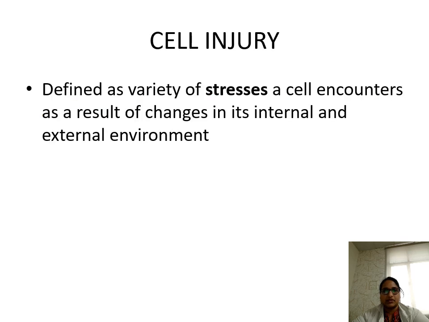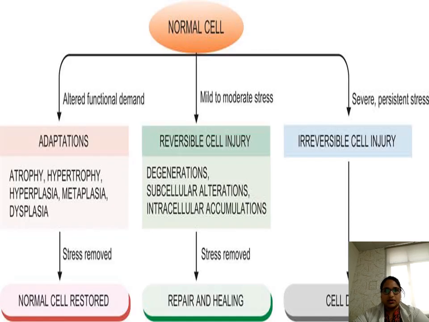So now we will come to the topic proper, that is cell injury. It is defined as a variety of stresses a cell encounters as a result of changes in its internal or external environment. So a normal cell, when there is an altered functional demand, will try to adapt. These are called adaptations, and they can be of these types: atrophy, hypertrophy, hyperplasia, metaplasia, or dysplasia.